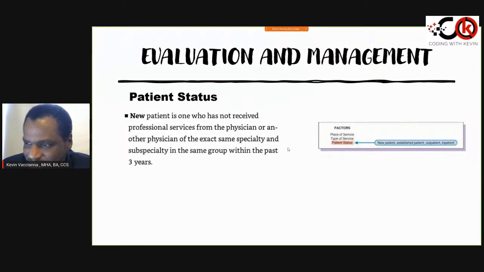So the patient status, new patient, is one who has not received professional services from the physician or other physician of the exact same specialty and subspecialty in the same group within the past 3 years. So that's the key. The years, 3 years, have not been seen within the past 3 years. It could be 3 years and a day, and that patient would still be considered a new patient because they went over that 3 year mark by one day. So that's what you have to remember.